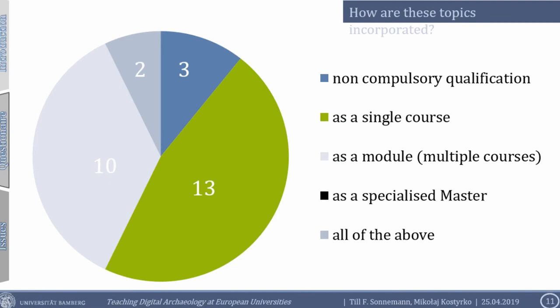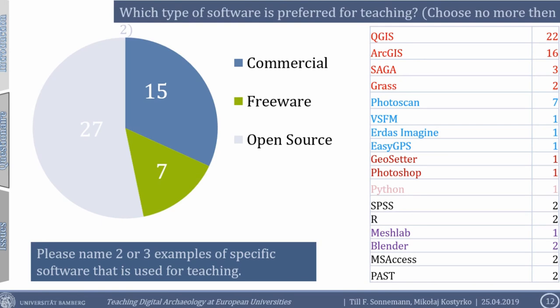How are these topics incorporated? Mostly as a single course. I guess most of us know that, teaching GIS, teaching simulation, a certain specific topic. Weirdly, even though Tours, Cologne, Leiden answered questions, we didn't get a specialized master reply. I know that was misunderstood in the question. We expected at least a few universities to have that as a possibility for teaching digital archaeology.